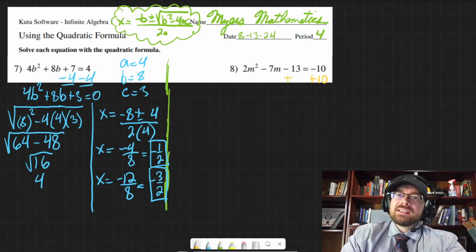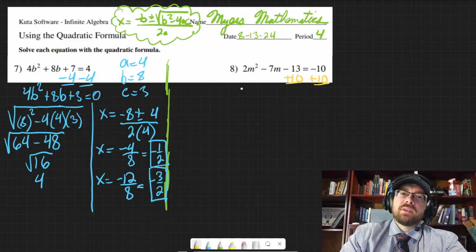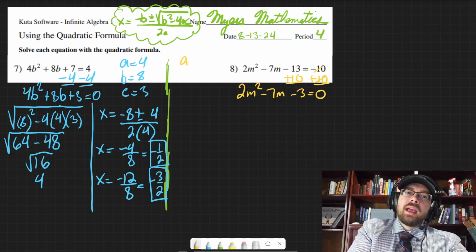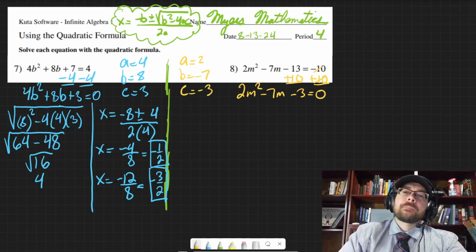We're going to add 10 to both sides. Same reason as what we did on 7. We just needed it to be equal to 0. Minus 7m minus 3 equal to 0. So now it's equal to 0. So now I can see what a, b, and c are. a is 2. b is negative 7. c is negative 3. Okie dokie.